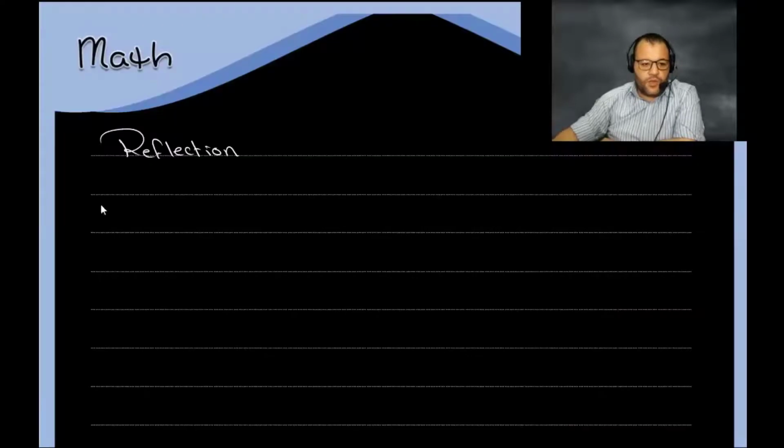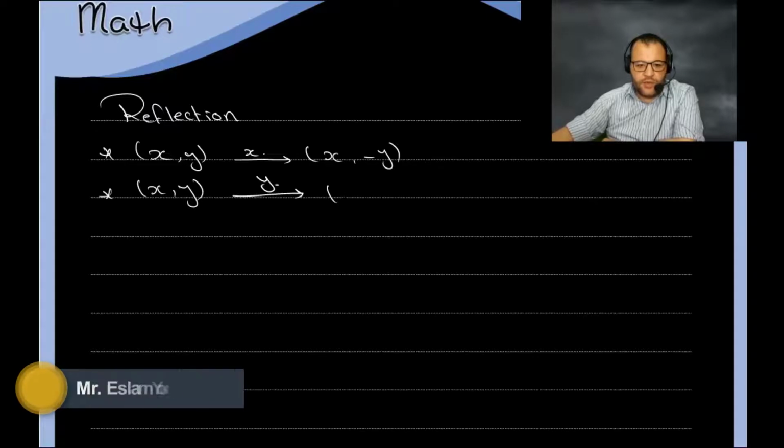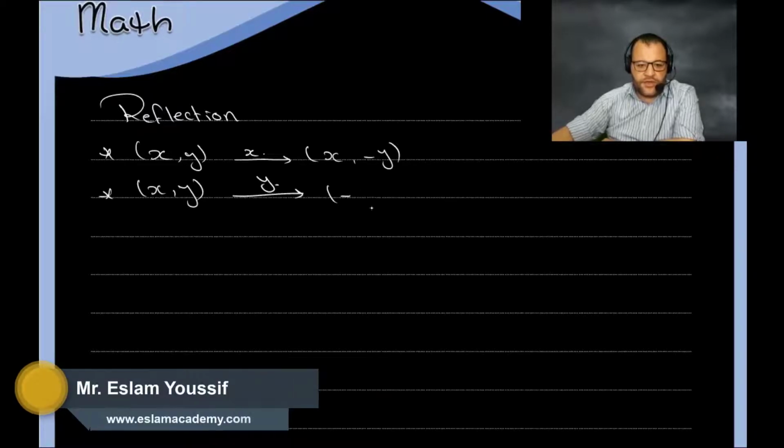Just 1 minute. The first one: if you have an ordered pair (x, y) and you need to find the image with respect to the x-axis, its image will be (x, -y). If you have a point (x, y) and you need to find the image with respect to the y-axis, the image would be (-x, y).